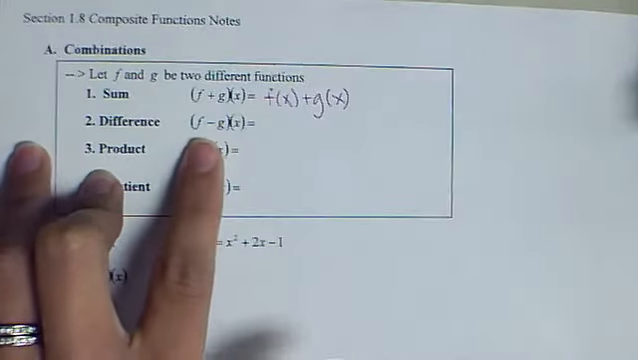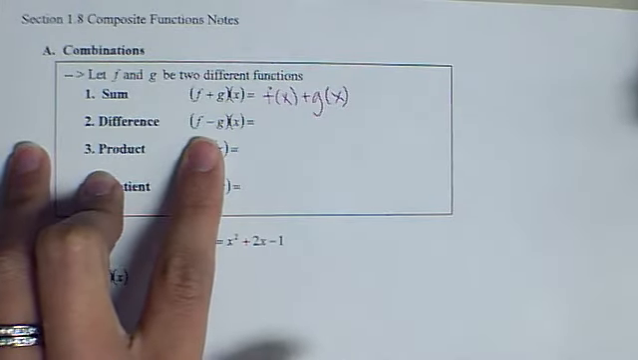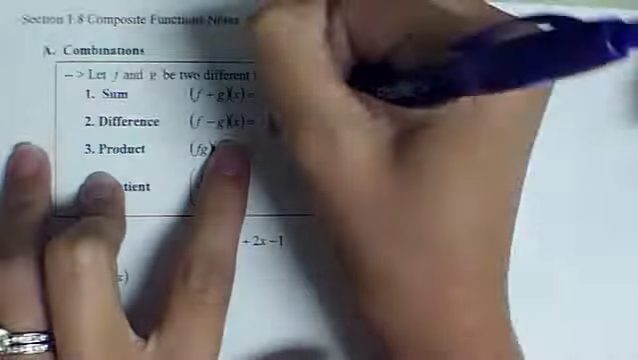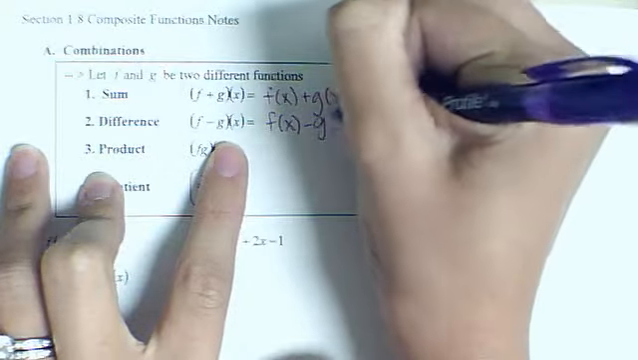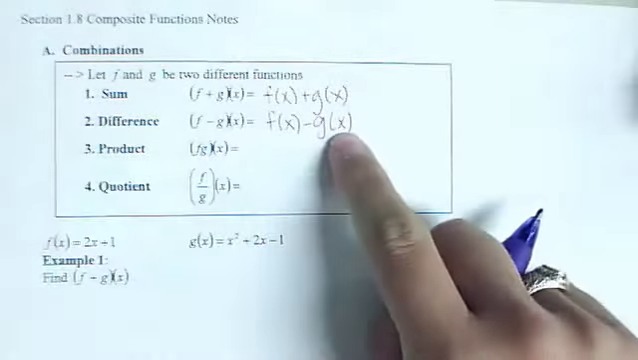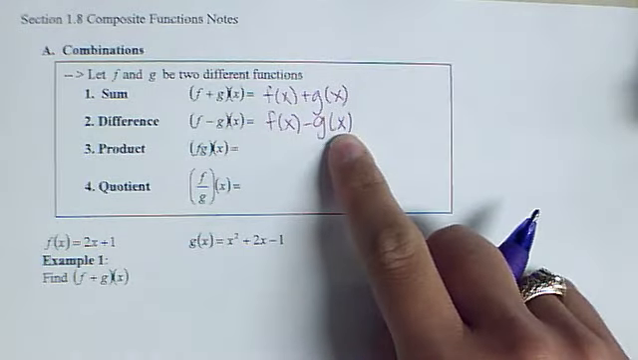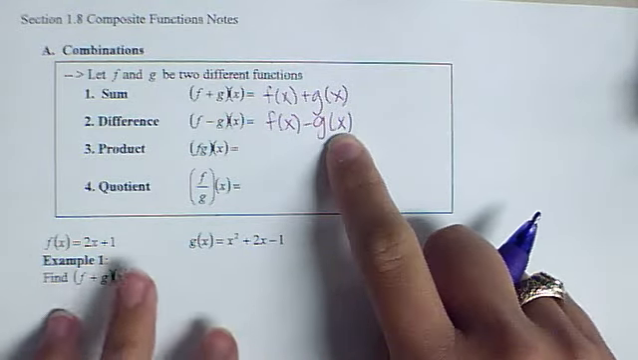If you want to find the difference, you're subtracting the two functions. So f minus g of x is like doing f of x minus g of x. You're subtracting the whole function, so here you'll want to be sure you use parentheses. You'll see what I mean on that in a second.